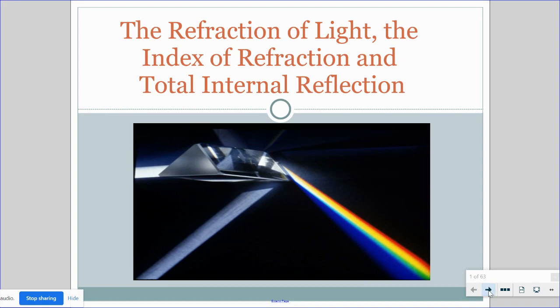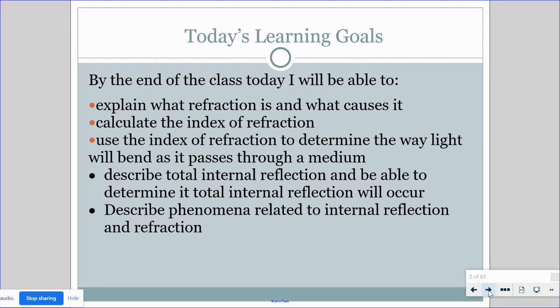And that's refraction. So first we're going to learn what refraction is, what causes it. We're going to calculate the index of refraction, and we're going to use the index of refraction to determine whether the light is going to bend toward or away from the normal in a medium. We're then going to learn about total internal reflection and when it happens, and then how that internal reflection is seen in the world around us.